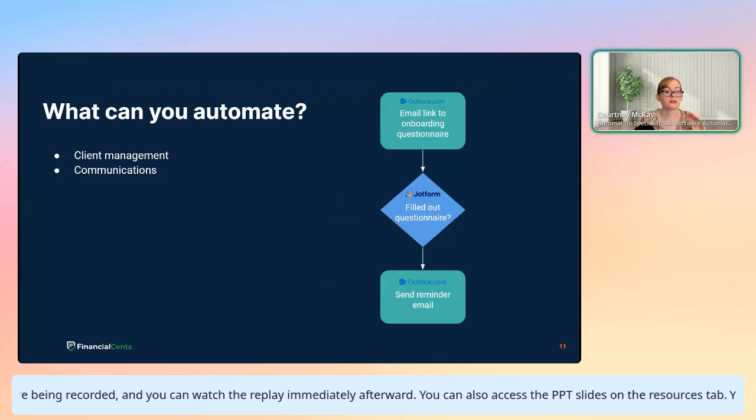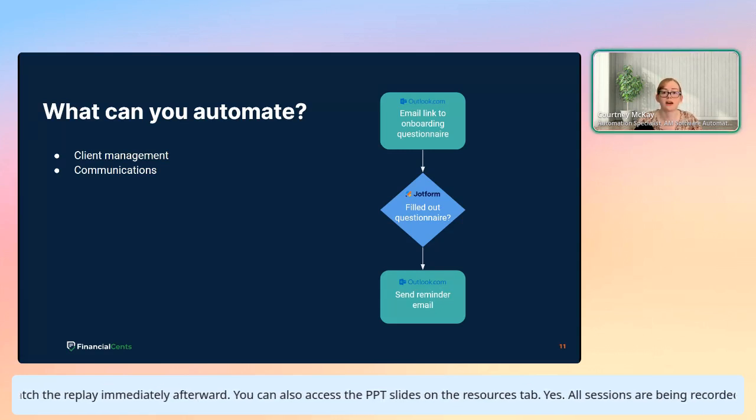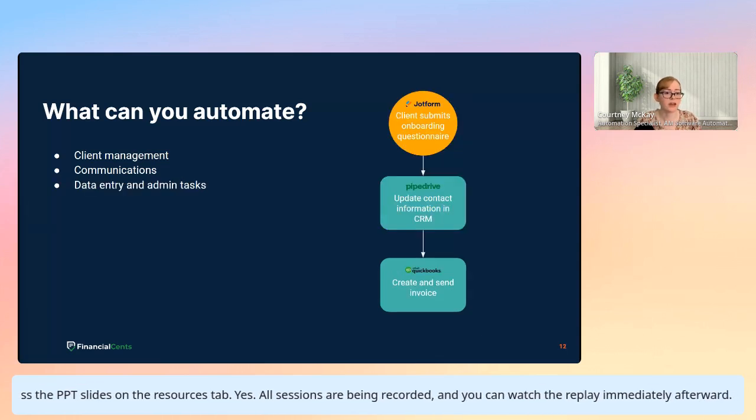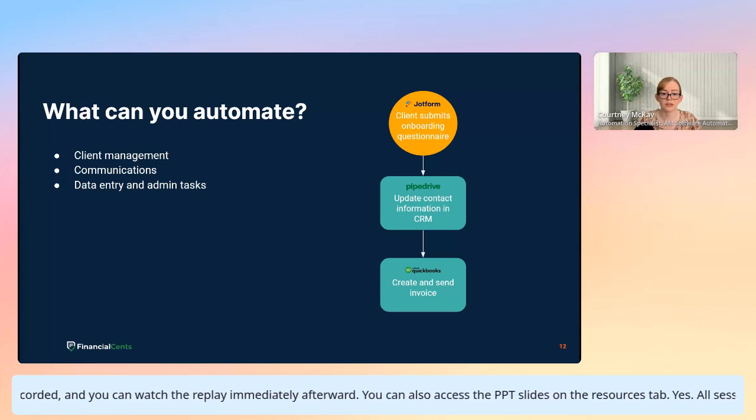Okay, so you'll also want to automate communications, especially client communications, emails, follow-up emails, and also reminders to make sure that they are actually progressing through your pipeline and completing their onboarding steps in a timely manner. You can automate any kind of data entry, like collecting client information and all their documents, and then any kind of admin tasks like invoicing and things like that.